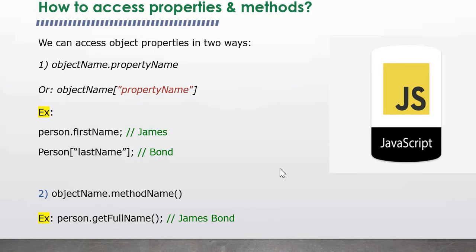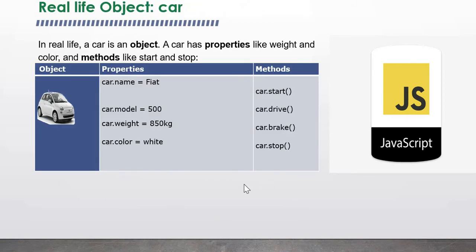Okay, so pretty much that's all the theoretical information about what an object is, how to create an object, what properties are, what a method is, and how you can access your properties as a key as well as the method. Now let's see a real life example of an object.